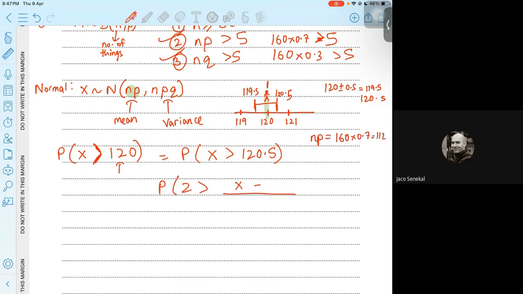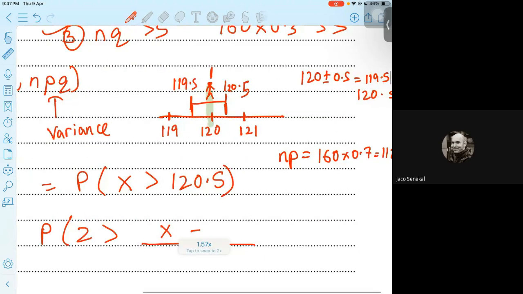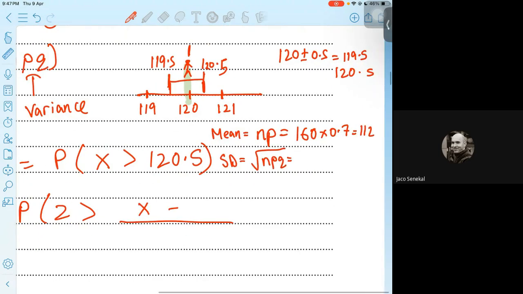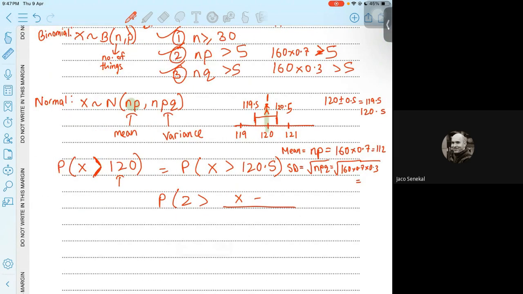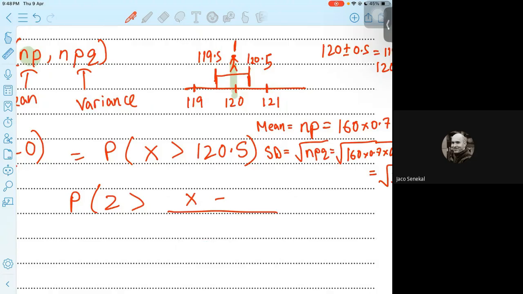And then the variance was npq. So the SD is equal to the square root of npq, which is basically 160 into 0.7 into 0.3. That gives me root over 33.6. So X minus mu over sigma, that's the formula.